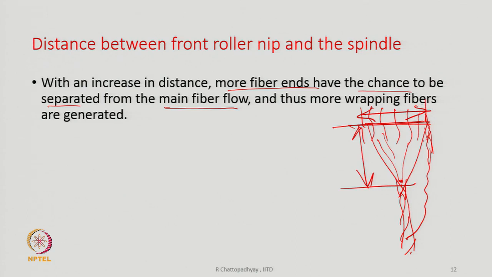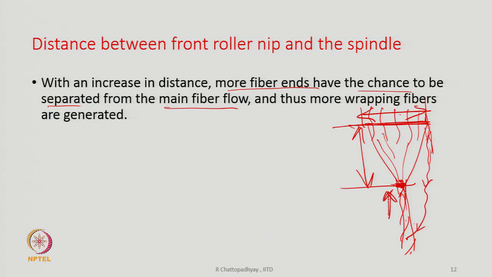So, from the edges, some fibers will escape twisting action, and they will join the main strand later, like this fiber, and the later they join, the longer the wraps they will finally form. And their numbers can be increased if we increase the width of the triangle from here to there. If this width is increased, more edge fibers will be formed. Therefore, we will see that the draft in the drafting system also becomes important, and how far the apex point, this twisting point, is moving ahead.